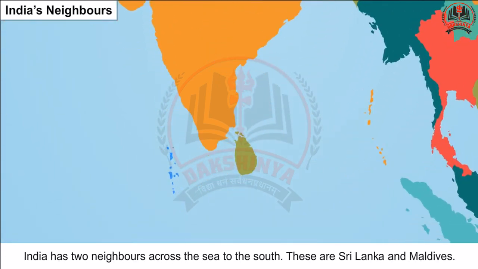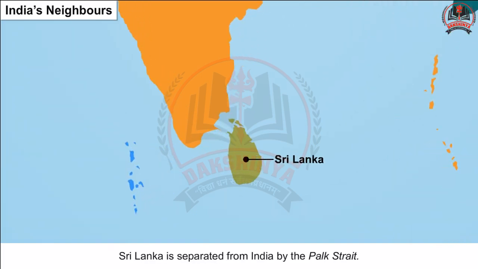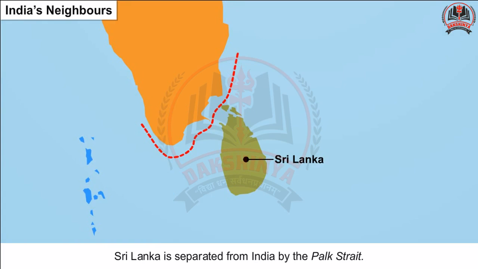India has 2 neighbours across the sea to the south. These are Sri Lanka and Maldives. Sri Lanka is separated from India by the Pak Strait.